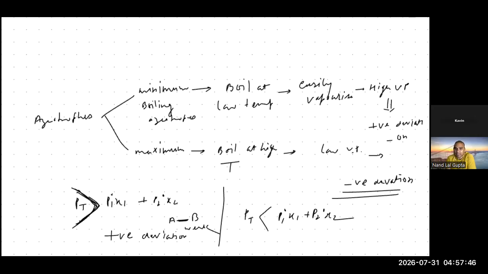Another, you see, this is the vapor pressure. Total pressure is less when the interaction is very strong. A strong interaction means they are not going to vaporize. Low vapor pressure, so that is going to be negative deviation.